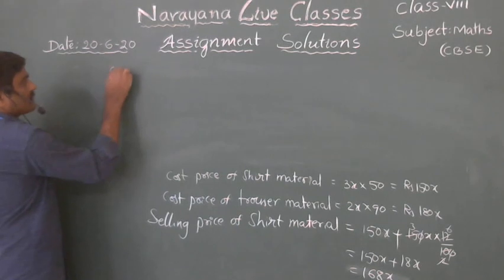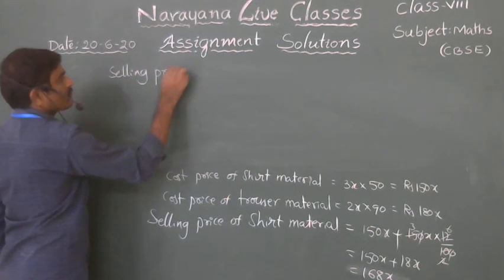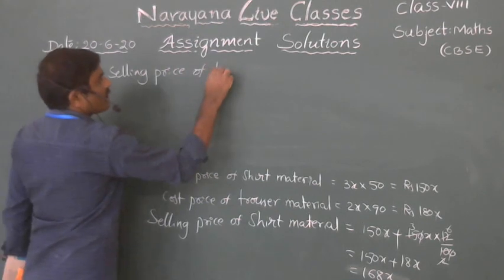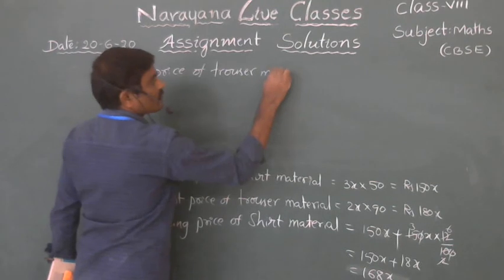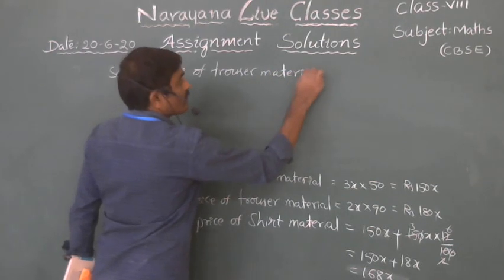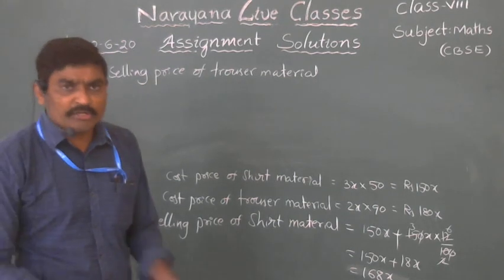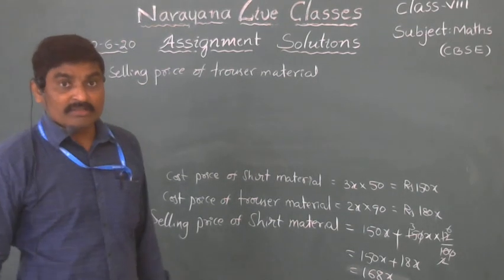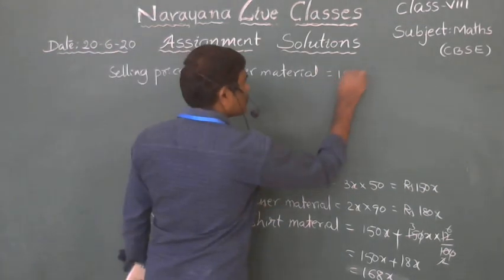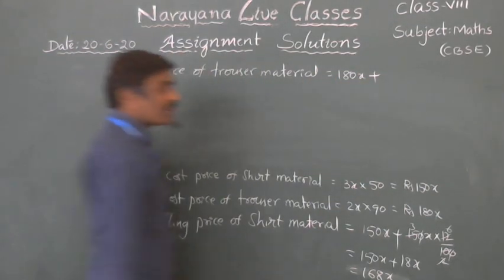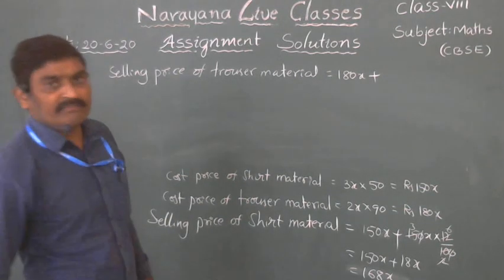Selling price of trouser material. On the trouser material, how much percentage profit did he get according to the problem? 10%. So the cost price of the trouser material is 180x, plus the profit on the trouser material. How will you get it? Cost price into percentage of the profit.